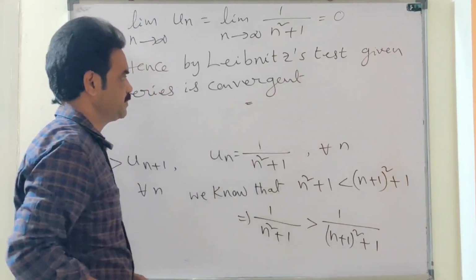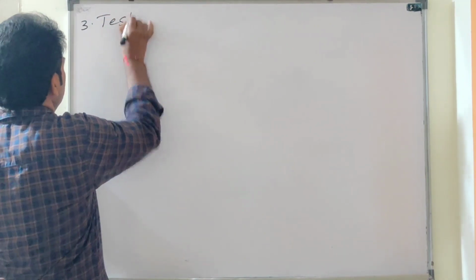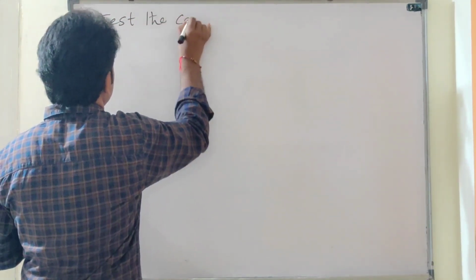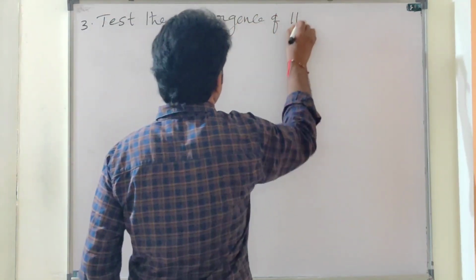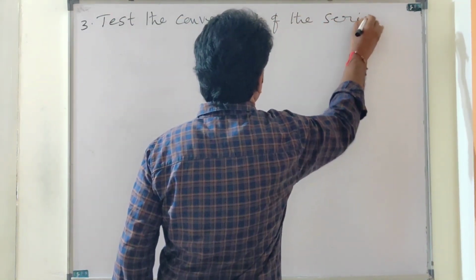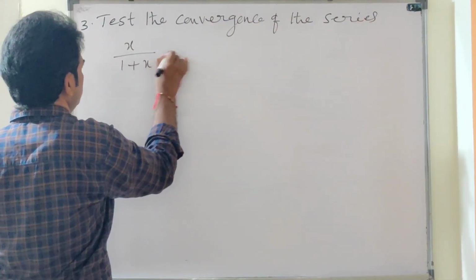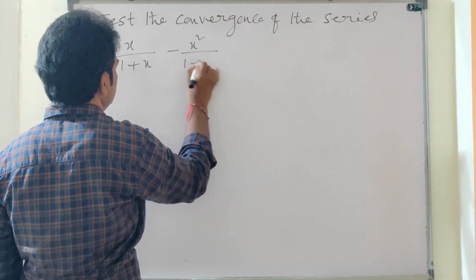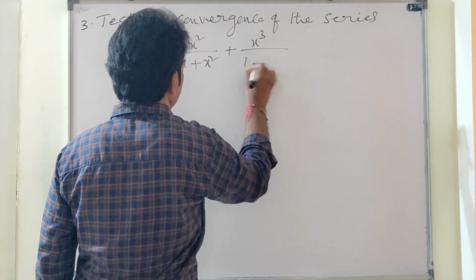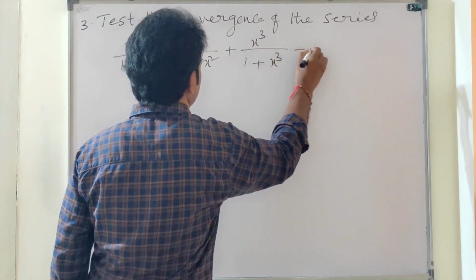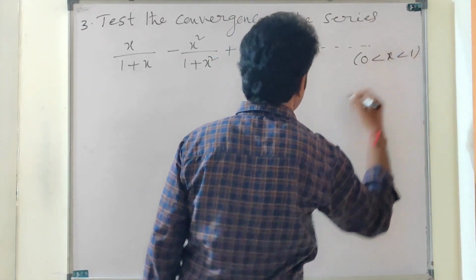Okay. Next problem. Test the convergence of the series x by 1 plus x minus x square by 1 plus x square plus x cube by 1 plus x cube minus and so on, where 0 less than x less than 1.